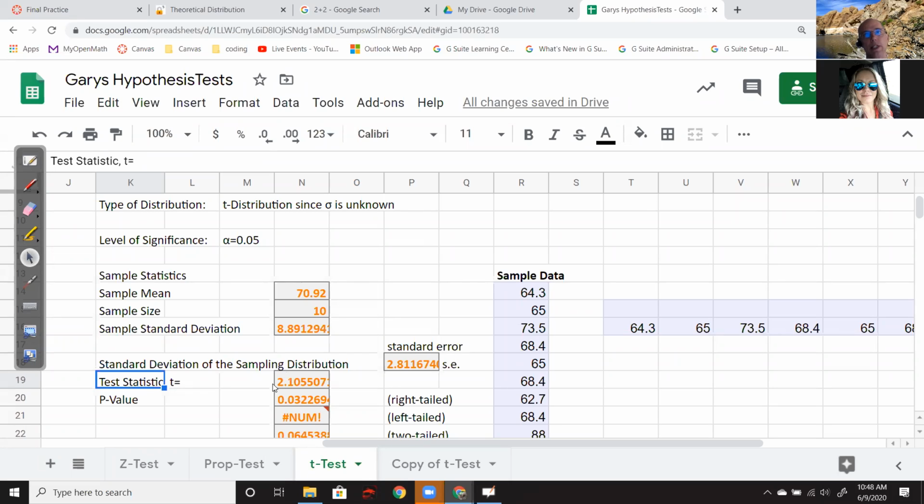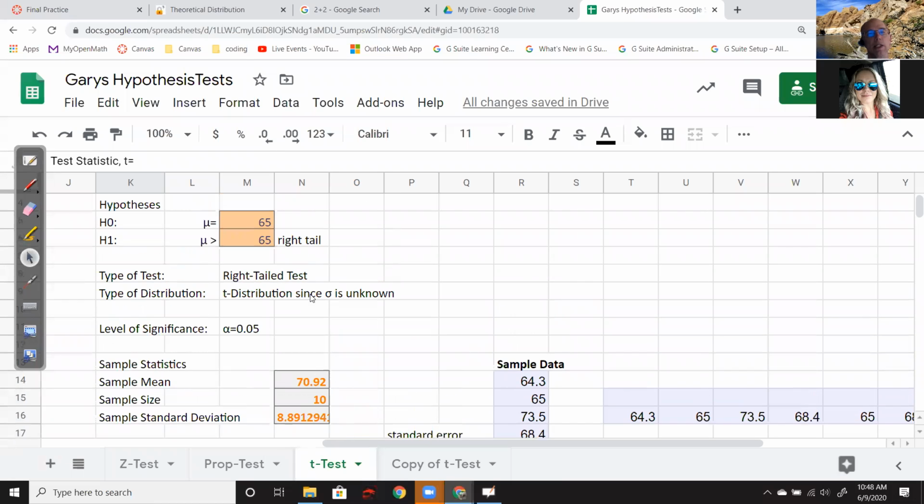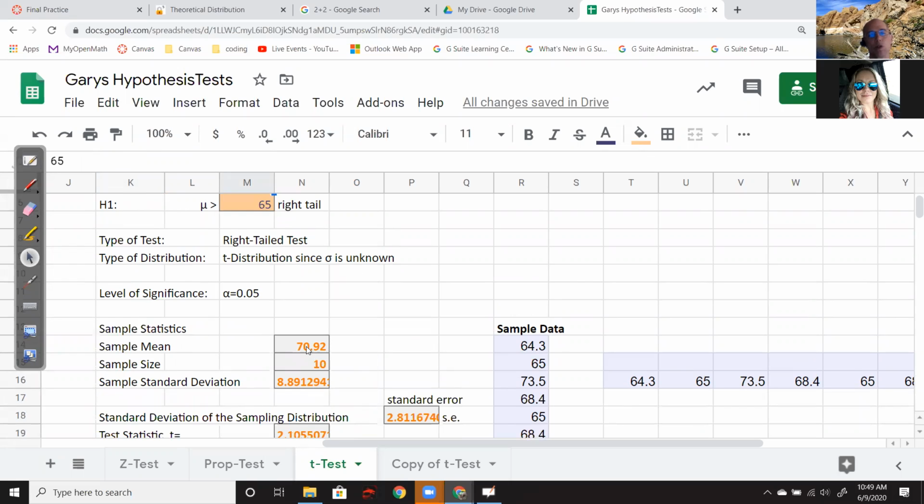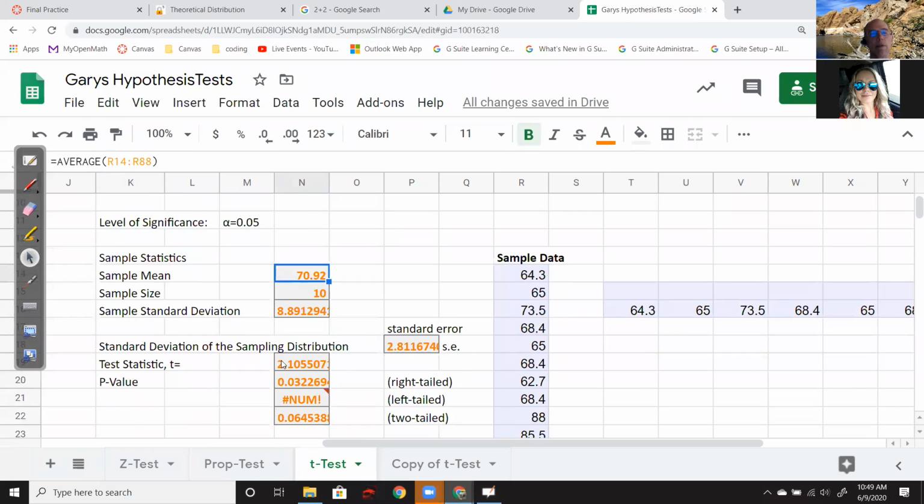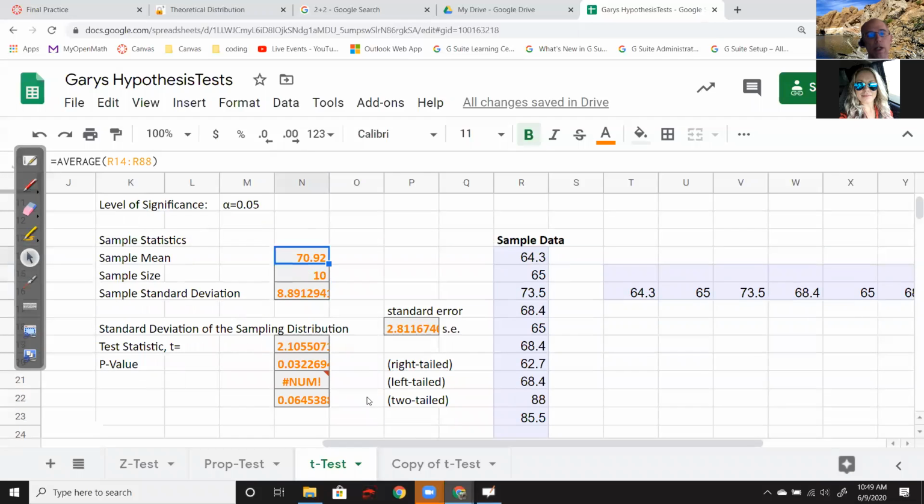So my test statistic is 2.1, so that means given that we expected an average score of 65, but we got a sample of size 10 with a score of about 71, that means we are about 2.1 standard deviations above the expected average. And that leads to a right-tailed p-value of about 3%, which is relatively small. It's definitely less than 5%.